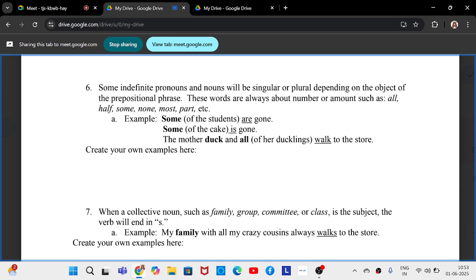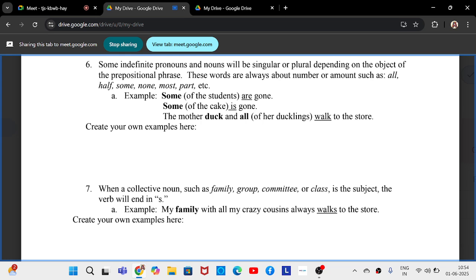Okay, so it is not only for "some". You can also form sentences using all, half, none, most, part, etc. For example, all of the students are gone, or all of the students are eating. Half of the students are gone in the class. Then half of the students have written the exam. Then none of the students passed the exam. None of the students failed the exam. Most of the students passed the exam. Then a part of the students are eating lunch, or a part of the students have gone to their houses, etc.